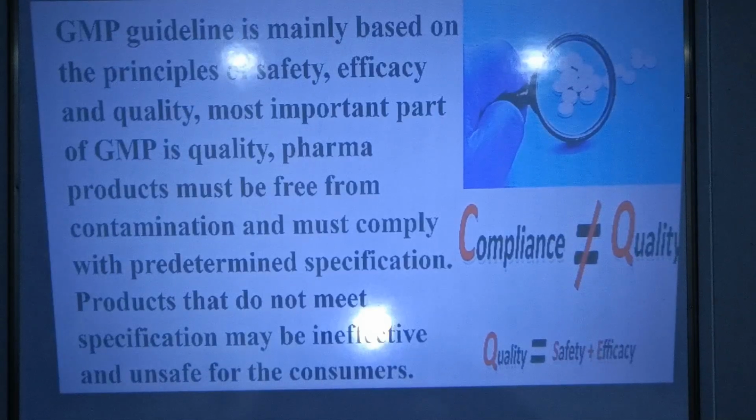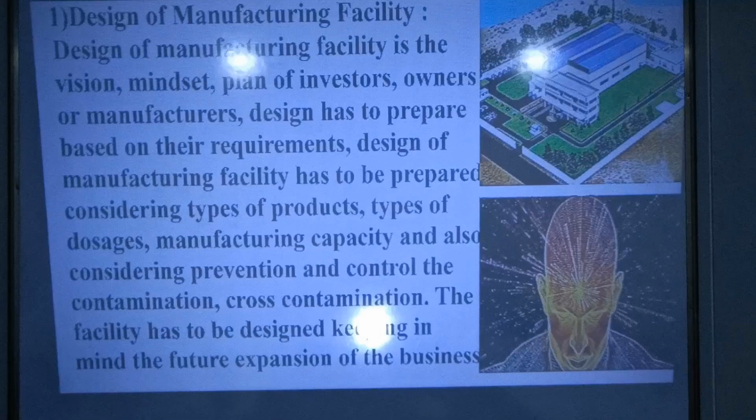understand them perfectly. So the first key principle is design of manufacturing facility. Design of manufacturing facility is the vision, the mindset, the plan of investors, owners or manufacturers. Design has to be prepared based on their requirements. Design of manufacturing facility has to be prepared considering types of products, types of dosages, manufacturing capacity and also considering prevention and control of contamination and cross-contamination. The facility has to be designed keeping in mind the future expansion of the business.